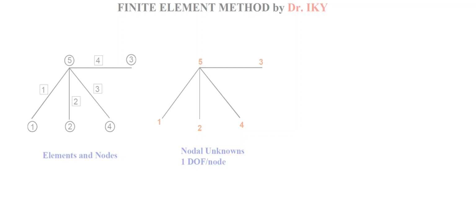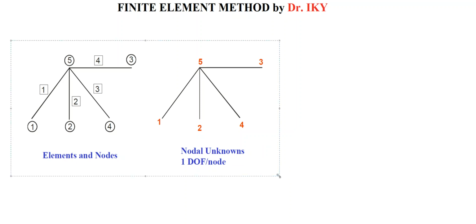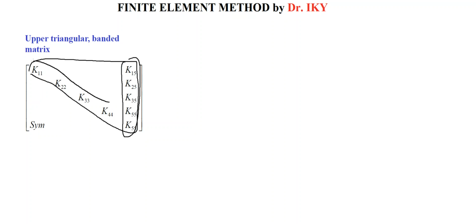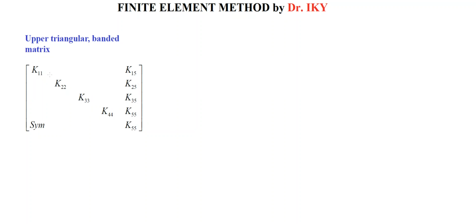We have got an assembled global stiffness matrix, for example. If the shape of the matrix is something like that, we call this type of matrix an upper triangular and banded matrix. Let me show you. Upper triangle means you have got a triangle here, and banded means you have got bands here.